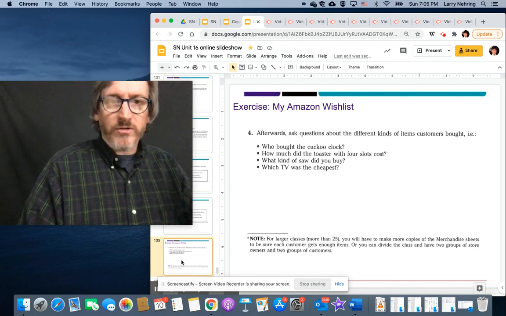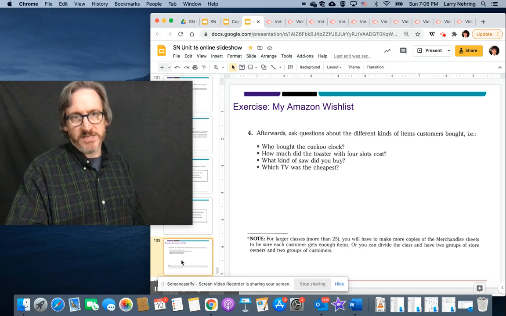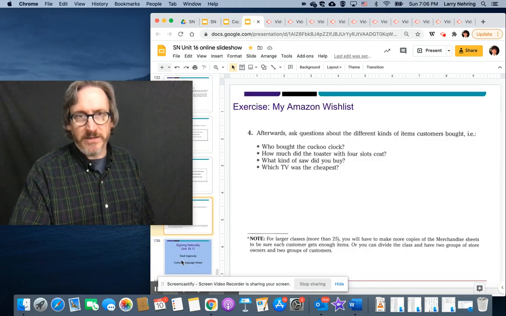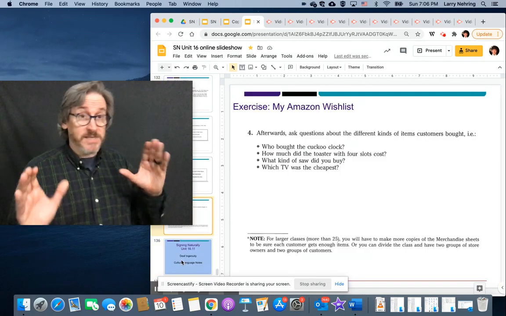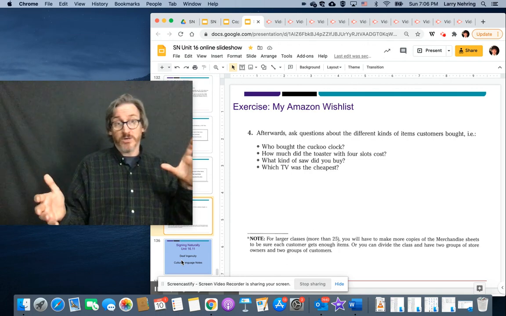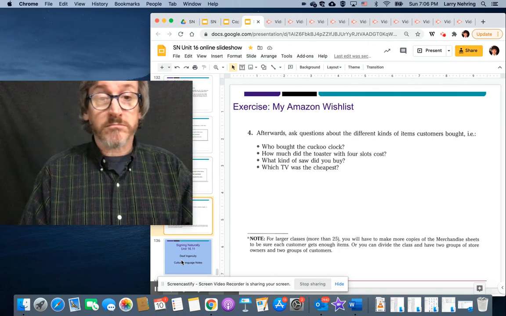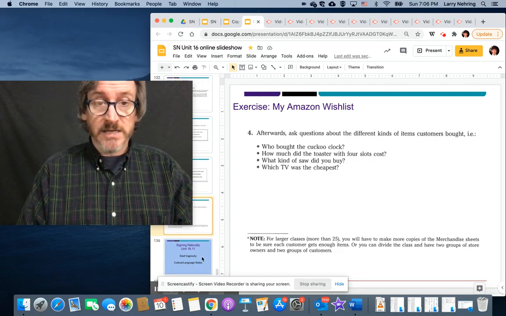and then go through, ask about different stuff. Really, there's not that much in this. Again, I tend to use this little section as a day or two talking about your Amazon wish list. And that's about it. So that is 16.10.